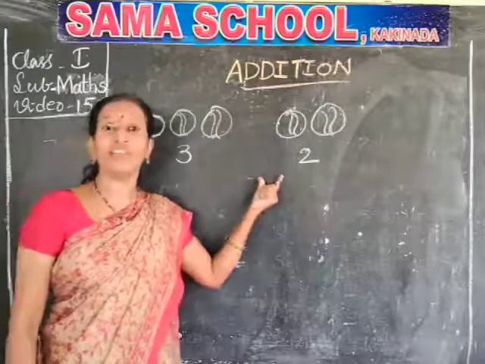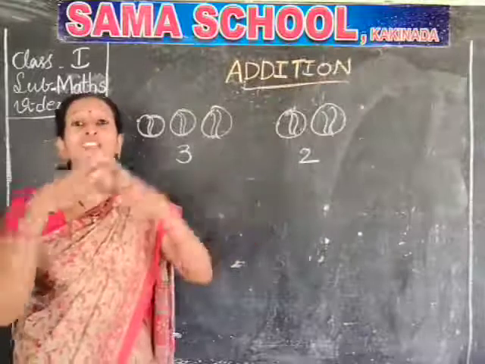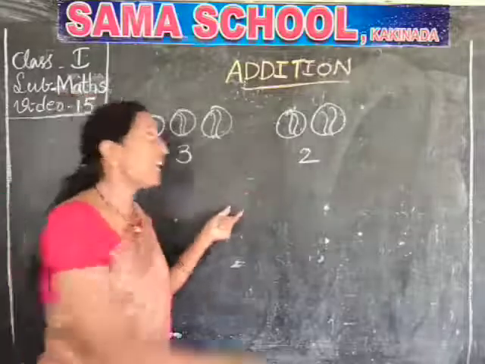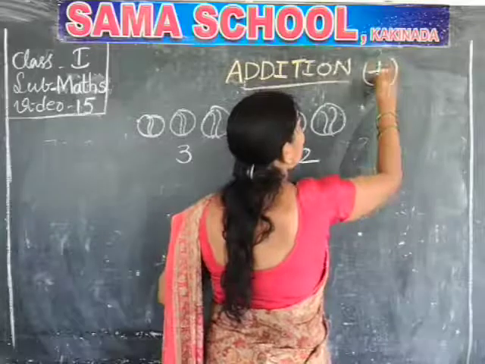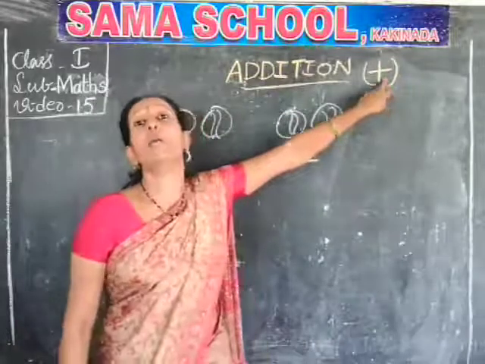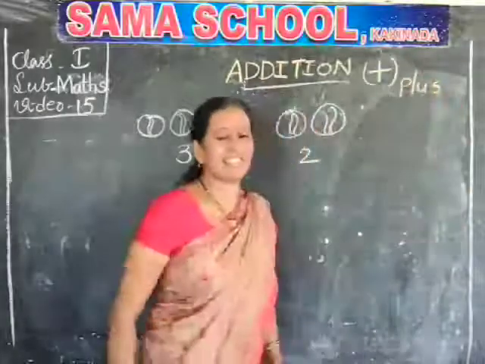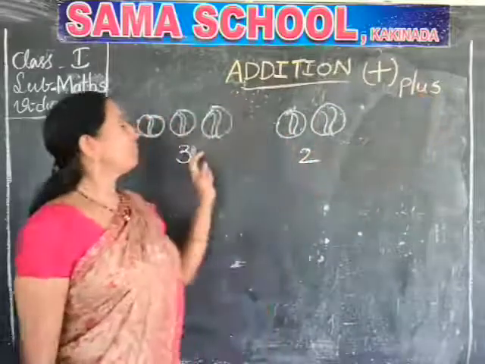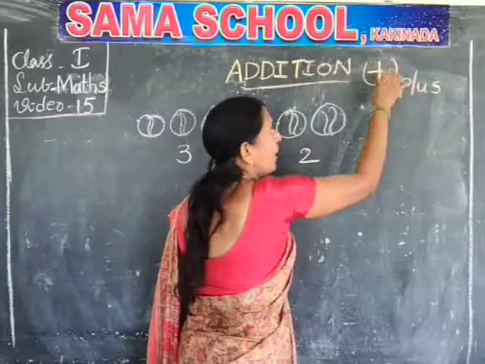What symbol do we use? The two numbers we are joining means adding. What is the symbol of add? Plus. This is the symbol of addition. This is called plus. Plus. One number to another number we are adding.